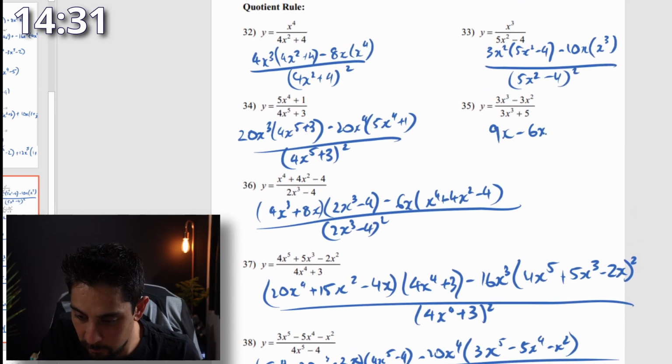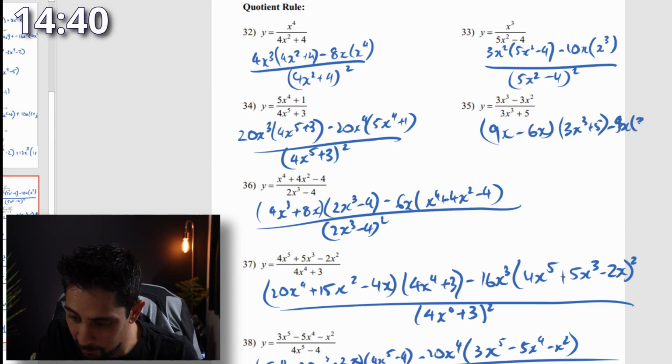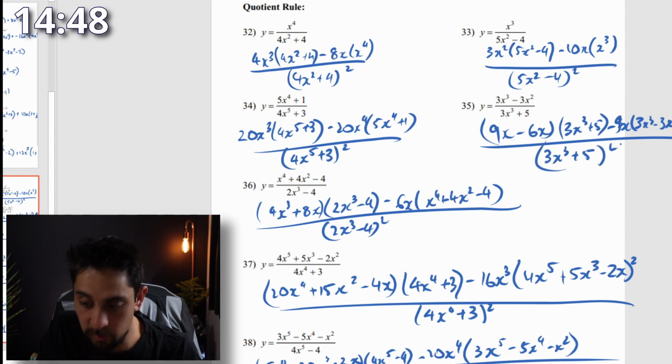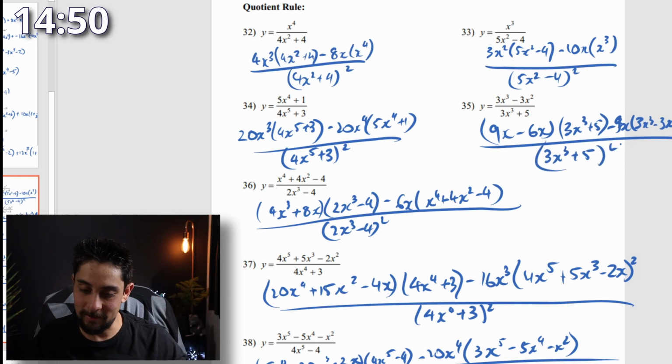9x minus 6x, 3x^3 plus 5 minus, I'm going to get off screen a little bit here, 9x times 3x^3, that's just the numerator. Trust me that I've written that down. 3x^3 plus 5 squared. Done. 10 seconds to go.